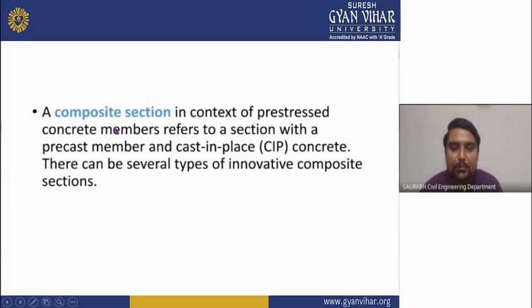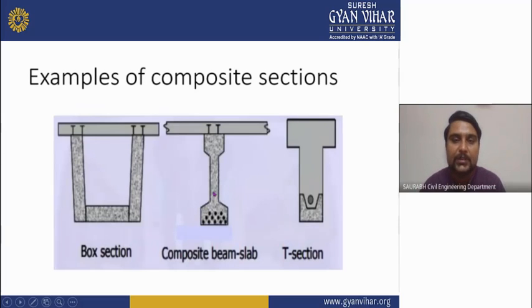Now we will see the composite material or composite section. A composite section in the context of a prestressed concrete member refers to a section with a precast member and cast-in-place concrete. There can be several types of composite section, as we will see here. This is your box section, this is a composite beam section, and this is your T section.